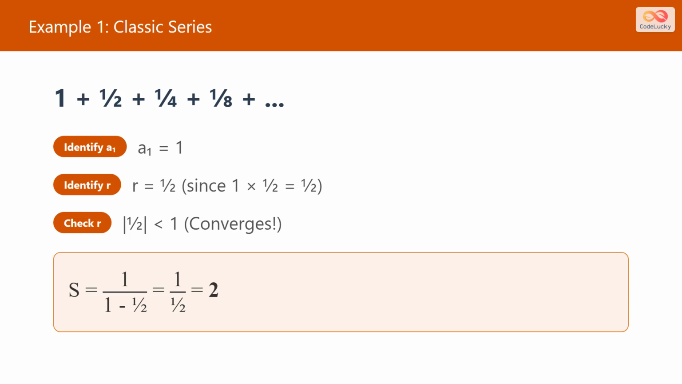Let's try a classic example, 1 plus 1/2 plus 1/4 plus 1/8. First, identify your first term, a sub 1 which is 1. Next, find the ratio. 1 times what gives you 1/2, the answer is 1/2. Since 1/2 is less than 1, we can use the formula. 1 divided by 1 minus 1/2 equals 1 divided by 1/2, which simplifies to 2.